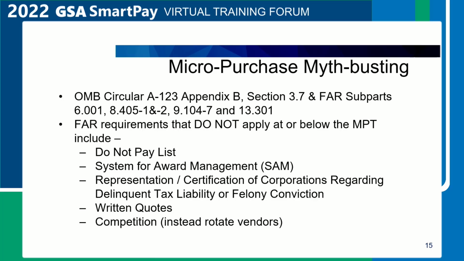Written quotes. There is no requirement to obtain a written quote for micropurchases. It should be as simple as calling a vendor, explaining what you need, and asking for a price over the phone. Competition. Competition requirements tell us that competition does not apply to the acquisition of products and services under the micropurchase threshold. However, cardholders should always rotate orders with vendors who can provide the products or services within the time frame required.